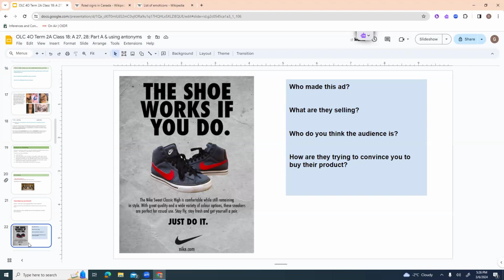How are they trying to convince you to buy their product? They're really making it look down to earth. The background for this ad is gray, crumpled paper. It's not perfect. The shoes are blue denim, super comfortable. They use the word comfortable, and they talk about being in style. It's kind of not for the high athlete, right?